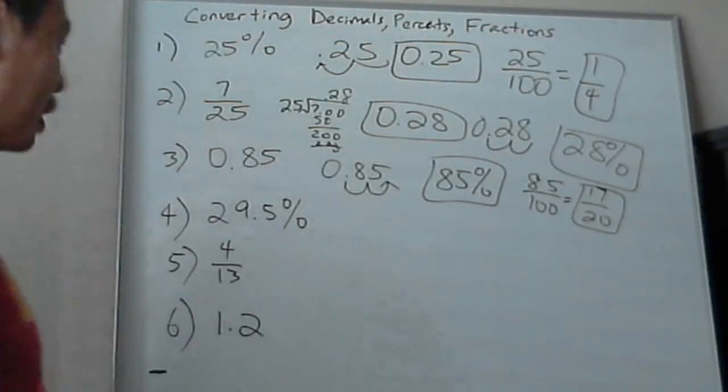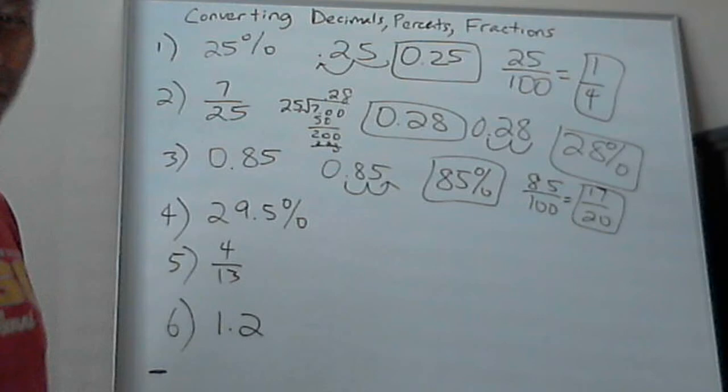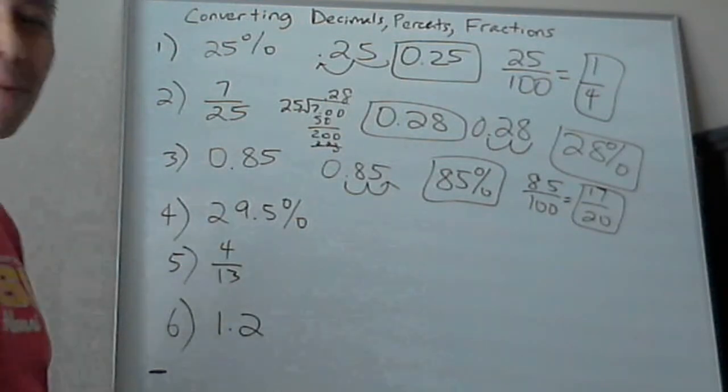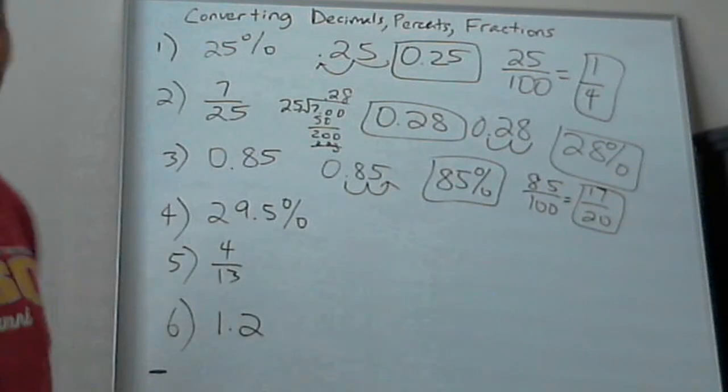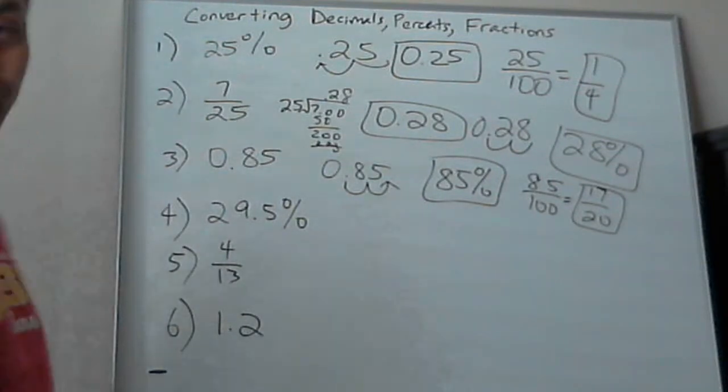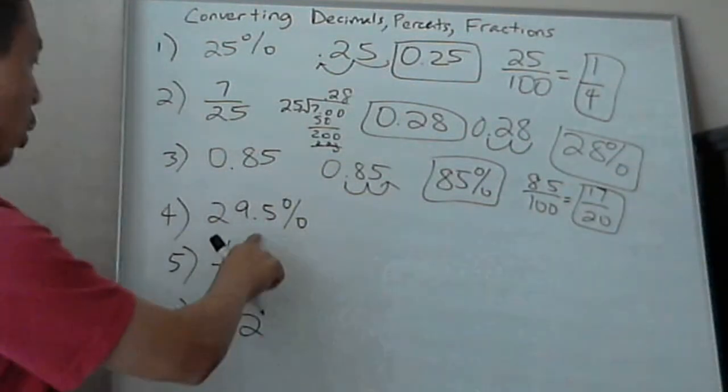And I know a lot of teachers like to use very nice, clean numbers for their students because they don't want them to fail. I'm not like that. I want you to understand how it works, so I'm going to give you some messier numbers. But at least you understand you follow the same rules. It's nothing different, okay? So 29.5%.